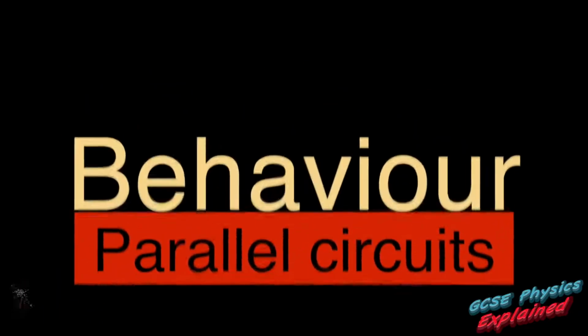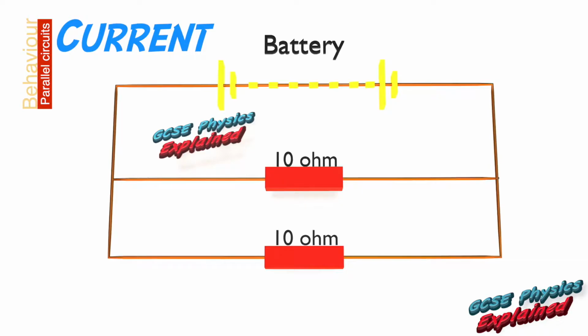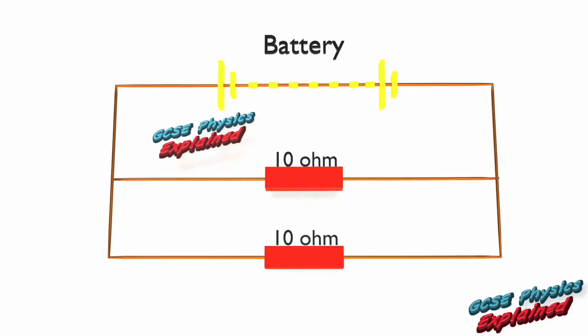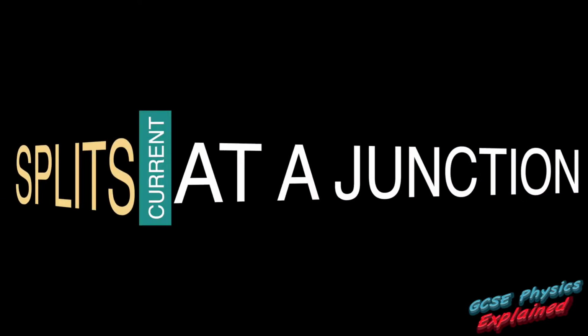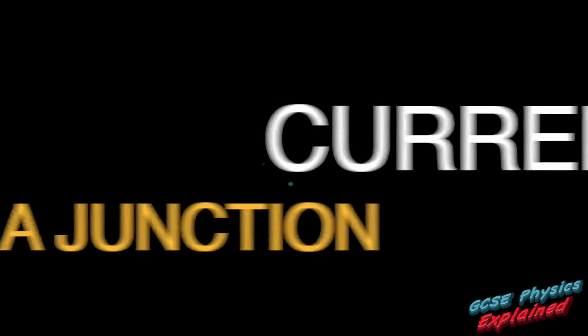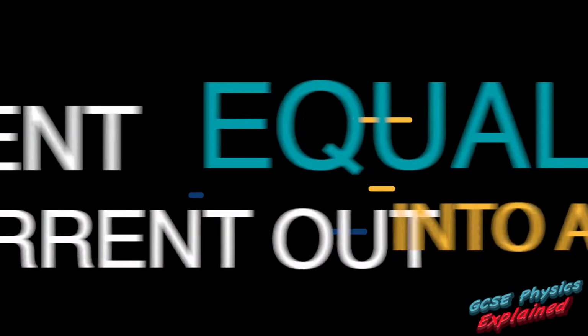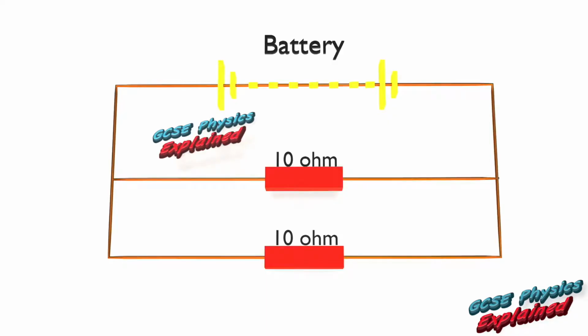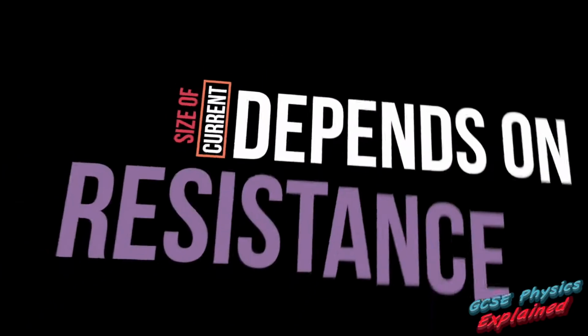How does current behave in a parallel circuit? Current splits up when it reaches a junction and is conserved, which just means what goes into the junction must come out. That's Kirchhoff's first law, by the way. How much current travels into each path or branch depends on how much resistance is in each path.